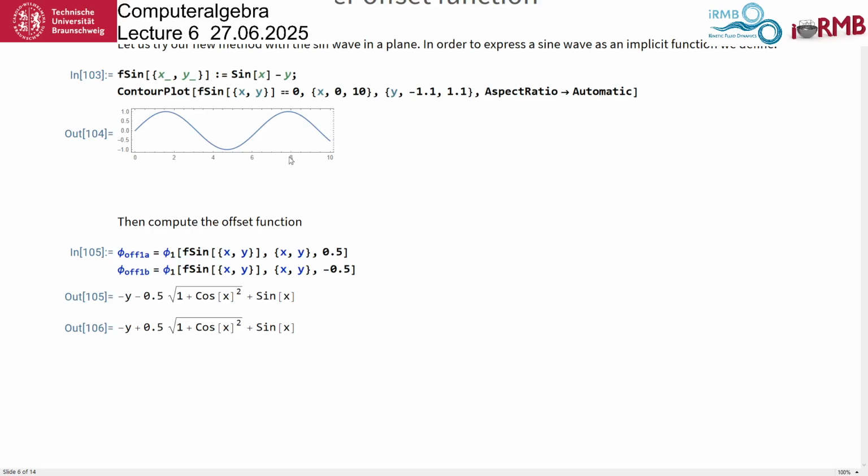And now, as we have defined this offset function, what we do is we take our function f of sine x and y. If you want to have a different position here, we have the coordinates.